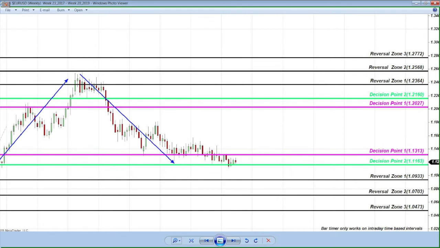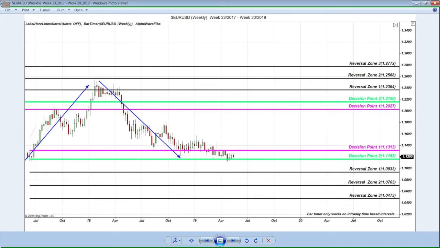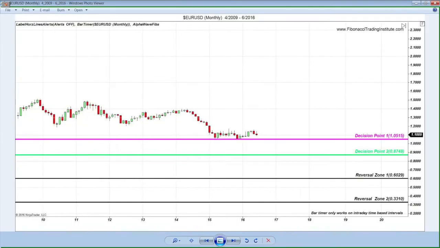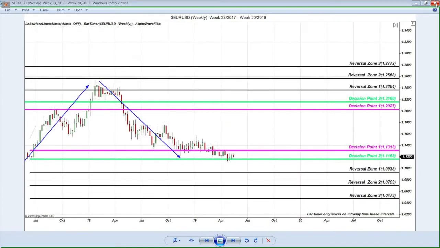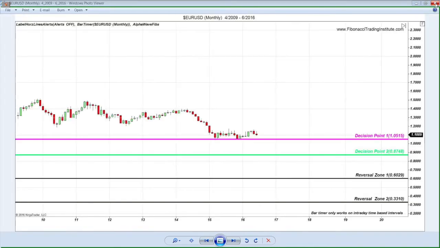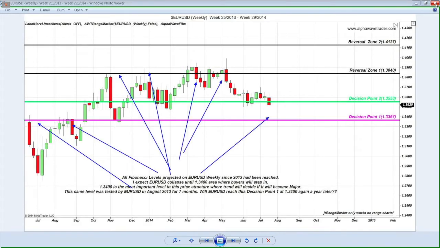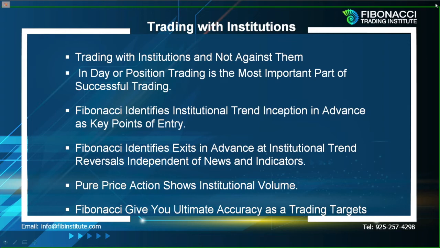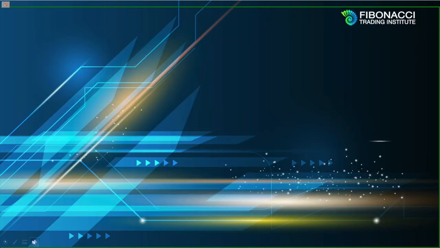So, 111 is out, euro heading to 109. 109 is out, 107 next. 104 is the last stopping ground on euro. Exact same place where euro was 3 years before. So, all in advance, never after the fact. And that's the power of the method. And that's the accuracy of Fibonacci. No indicator on the planet will give you that.